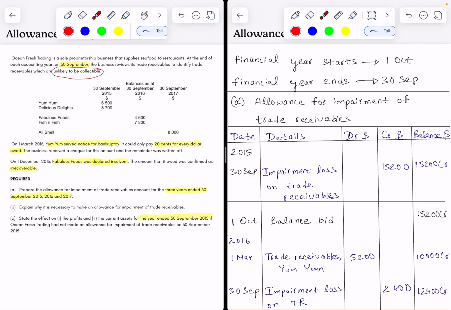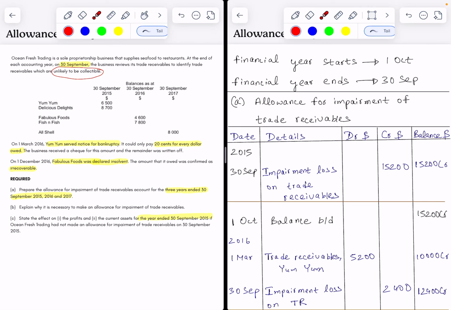In today's lesson, you will learn to prepare the allowance for impairment of trade receivables ledger account for 3 different financial years. You will also understand the accounting concept which requires us to make this allowance. And lastly, look into the effects on profit and current assets if we do not adjust for these allowances.